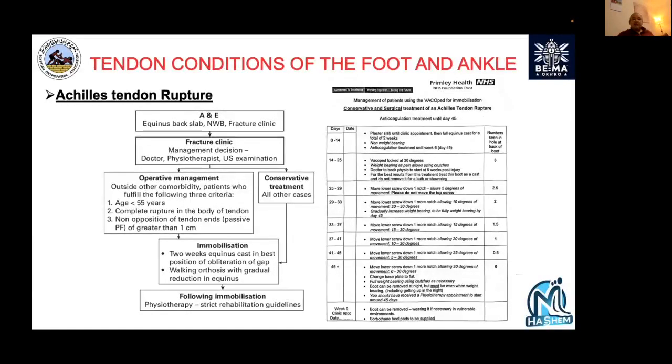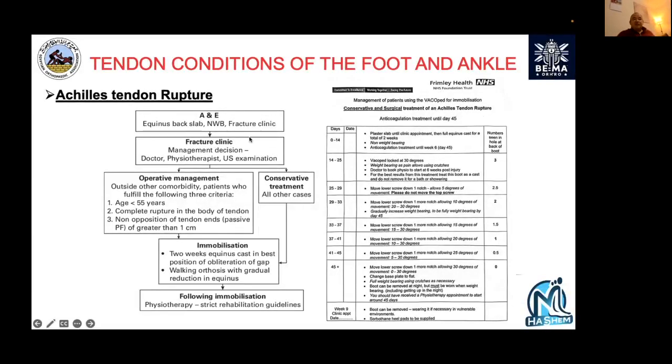The patient is not an athlete, is not that young, and is not doing any function dependent on tiptoeing. I will clinically see the patient within 3 days and have a look at the gap. If the gap I feel clinically is less than a centimeter, I will straight away put this patient on the vacuum protocol, which I will explain in a minute. If more than a centimeter, this is the time I will ask for ultrasound.